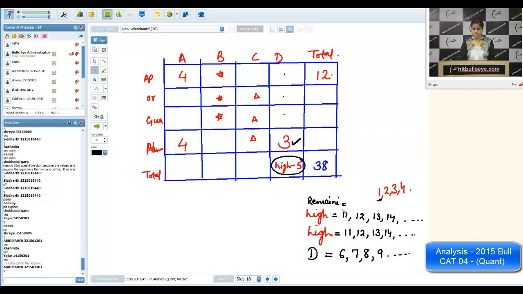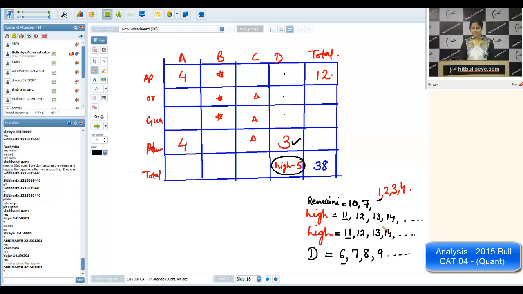Now the total fruits were 38. If I take the very first case, the total comes out to be 28. So the remaining thing will be 10. Is it okay? Now, this will be what? 12 plus 12 plus 7. That is the second case we are taking. 31, so it comes out to be 7.